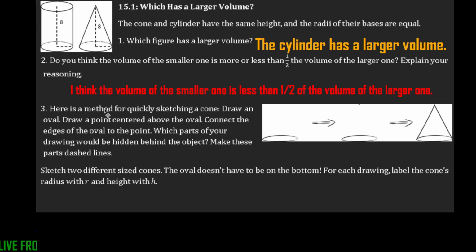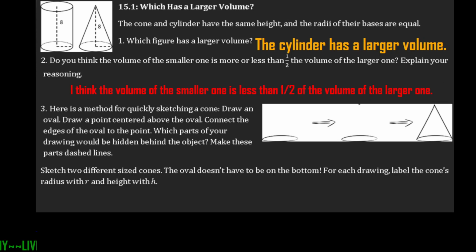And then it says for part 3, here is a method for quickly sketching a cone. It says to first draw an oval, and then draw a point centered above the oval. Notice how it's up here, and then connect the edges of the oval to the point. And it says which parts of the drawing would be hidden behind the object, and we would make those the dashed lines. And so we're going to practice being able to draw these out.